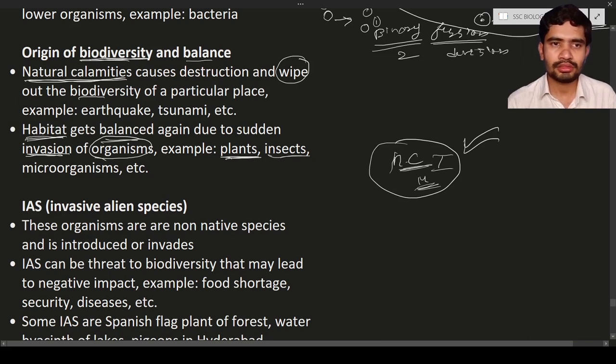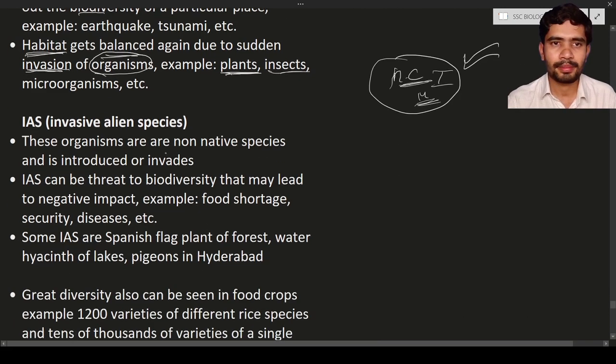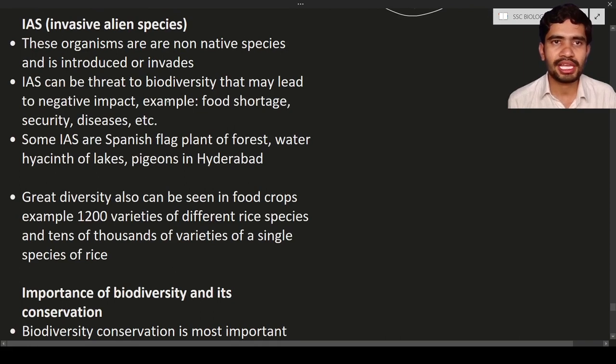Okay, so the next topic will be invasive alien species. It is also known as IAS. IAS means invasive alien species. So what is meant by invasive? Invasive is nothing but coming from some other region or some other place to this place. If Hyderabad is the place, if someone comes to rule Hyderabad from another country, that person we call an invader. Invasion is nothing but coming here without permission to rule or to live. That is known as invasion.